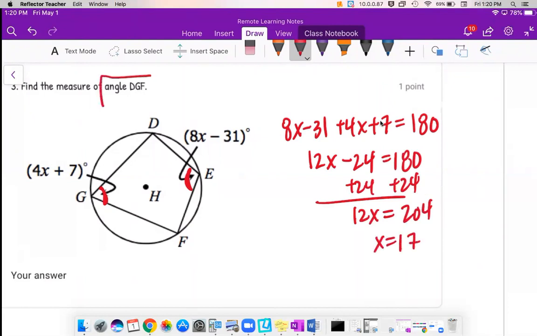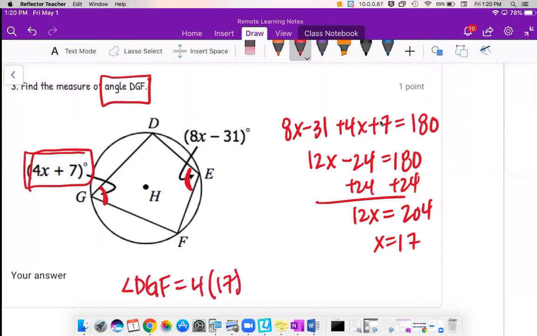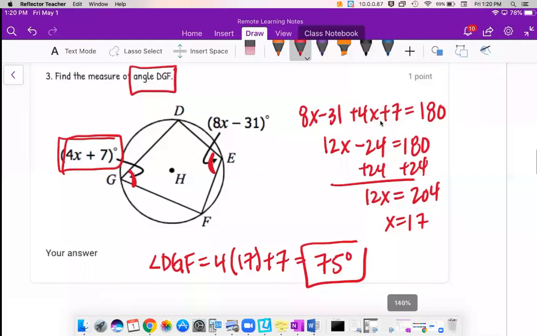And then again, it wants you to find an angle. So make sure you go back. It wants you to find this angle DGF. So I'm going to plug it back into this formula right here. So angle DGF is equal to 4 times, we said x was 17, plus 7. Plug that in your calculator. You should get the answer to this one is 75 degrees.